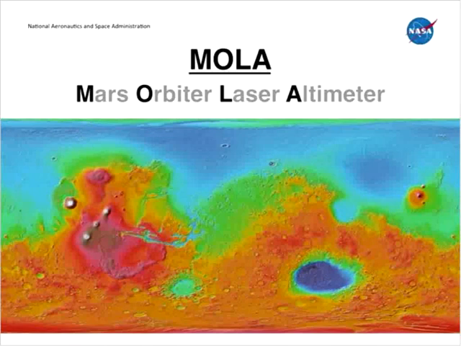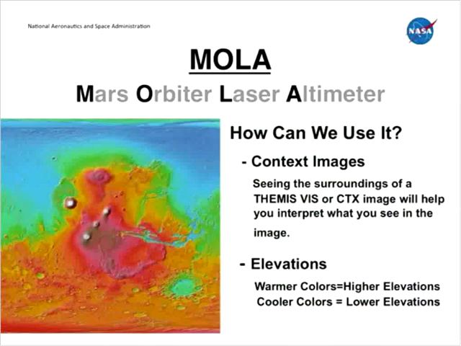So if you're working on MSIP, what exactly can you use this map for? Well, the main use is for context. So if you're looking at a Themis Vis image or a Themis IR image, it may be difficult to figure out what you're looking at because you're looking at such a small portion of Mars. And sometimes it helps to zoom out and get a better idea of the big picture, what's around it. And so this map can be useful for that.